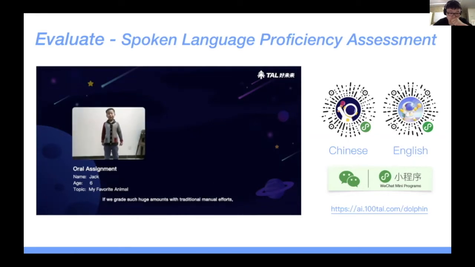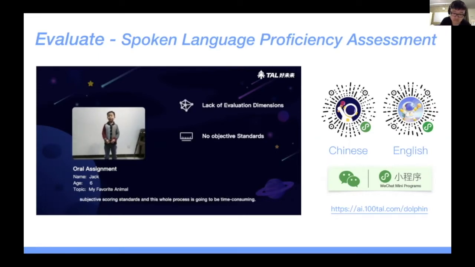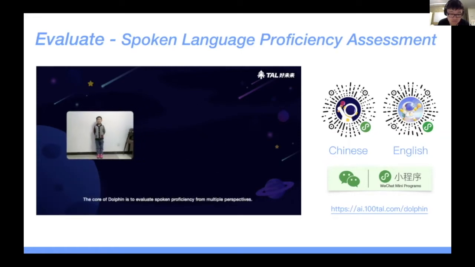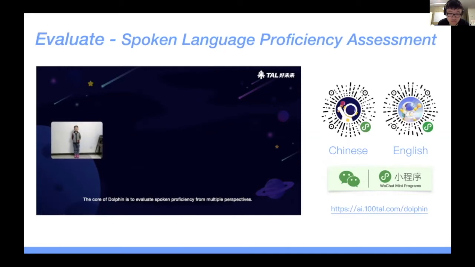If we grade such huge amounts with traditional manual efforts, there will be problems such as lack of evaluation dimensions, subjective scoring standards, and this whole process is going to be time-consuming. To solve these problems, we have developed Dolphin. The core of Dolphin is to evaluate spoken proficiency from multiple perspectives. Let's see how it happens for Jack's video.